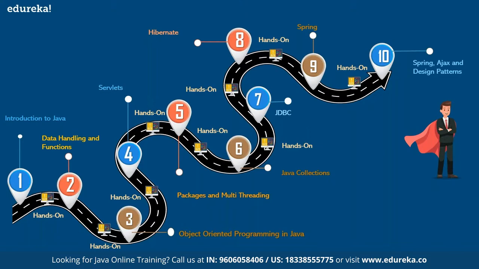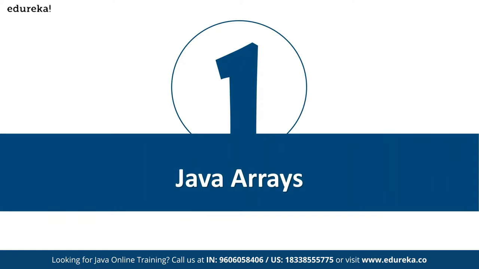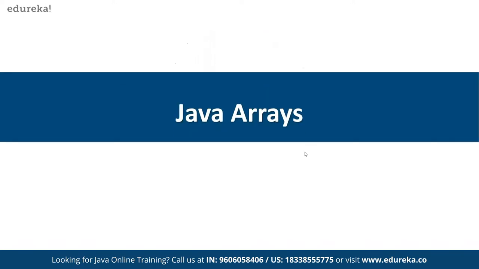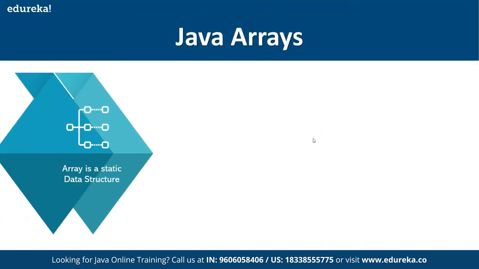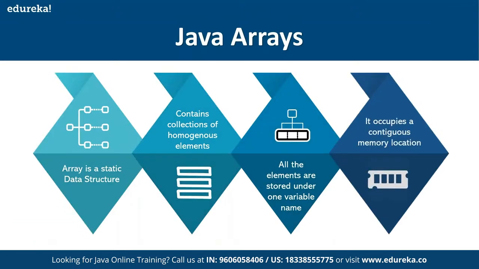Coming back to our agenda for today's session, what are these arrays? Arrays, simply put, are just a collection of multiple items. In the Java programming language, an array is a static data structure that contains a collection of homogeneous elements, which means a collection of similar types of data.